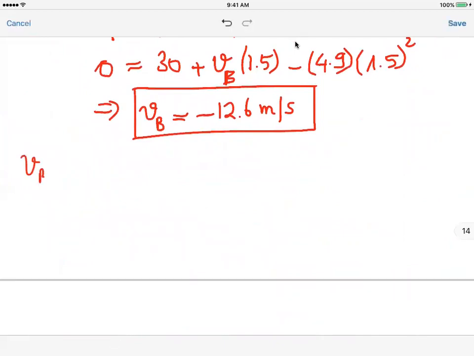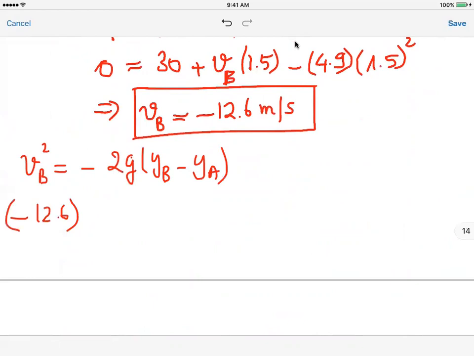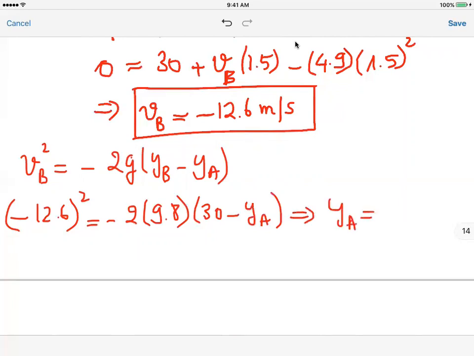So we end up with vb squared equal to minus 2g times yb minus ya, right? So minus 12.6 squared is equal to minus 2 times 9.8 multiplied by 30 minus ya. And solving this equation, we end up with ya equals 38.1 meters. So this is the value of the height, the initial position where the object was released.